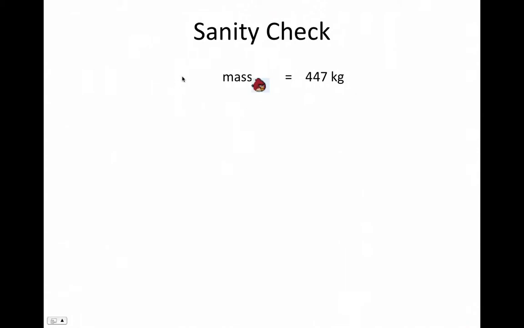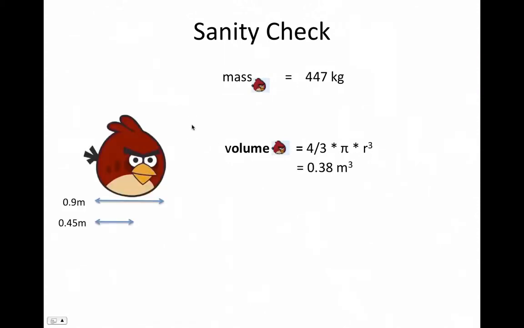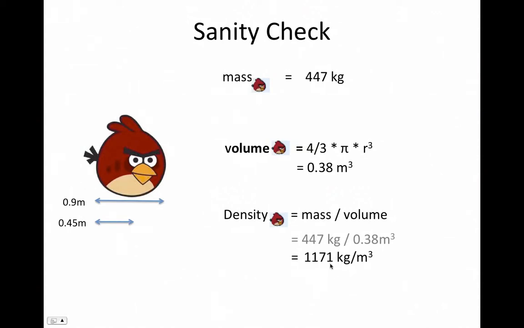Does that make sense? It's half a ton, but on the other hand, it's a big bird, as I've shown you what the metrics are. The volume of red is 4/3 pi r cubed if we assume that it's a sphere, and we already measured its dimensions before, so we'll just assume the volume is 0.38 meters cubed. Now that we have volume and mass, we can calculate the density of this bird, and the density turns out to be 1171 kilograms per meters cubed.